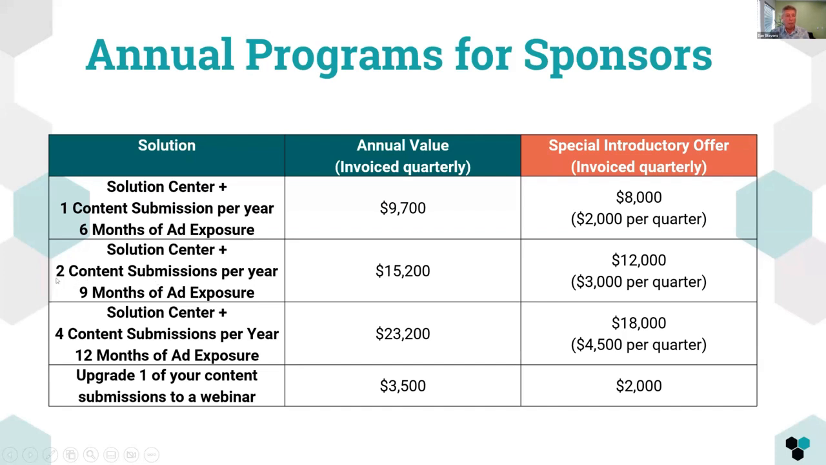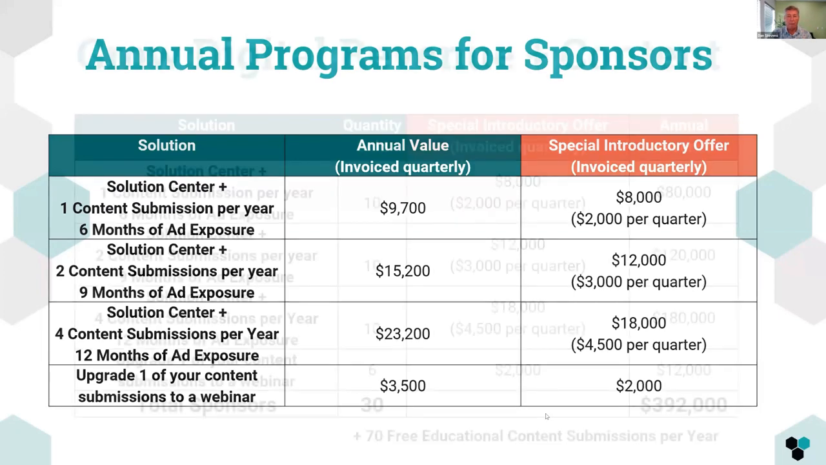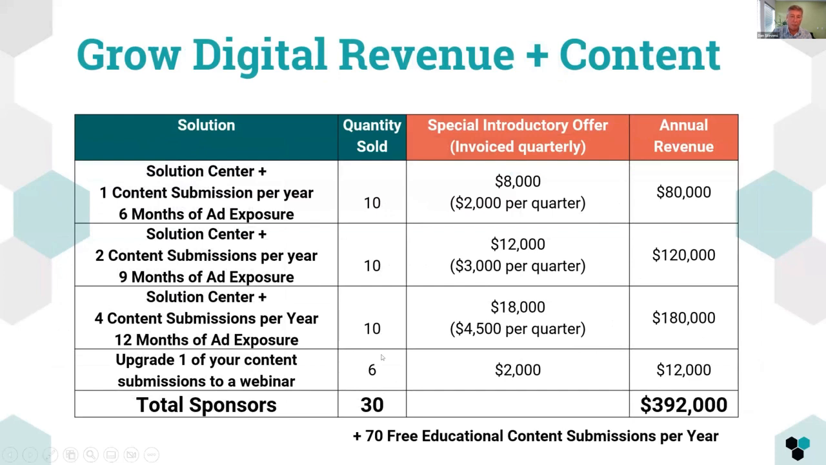Here's an example where we say 2 content submissions per year or 4 content submissions per year. And maybe those are articles and videos. If you want to upgrade to a webinar, so you can control how many webinars you're giving per year, there's an upgrade fee. And maybe that's a special price of only $8,000 a year, $12,000, $18,000 a year. Imagine if you sold 10 of each of those. If you sold 10 of each, that generates $392,000 of non-dues revenue.